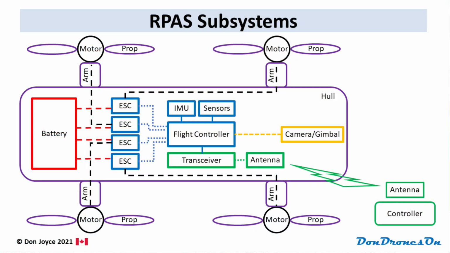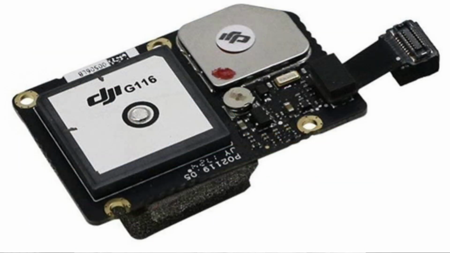will now talk about. By the way, on my diagram, I'm showing each item as a separate box. But like I said, these functions are often combined into a single module. The GPS and compass, for example, are often in the same module. Speaking of GPS, let's start by talking about that.